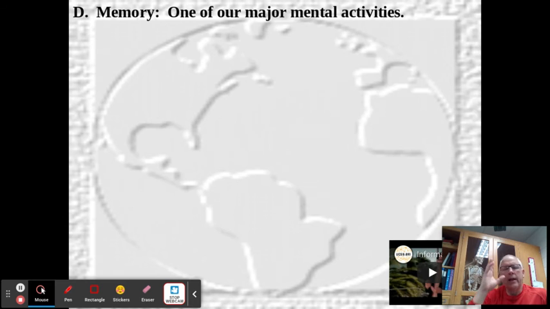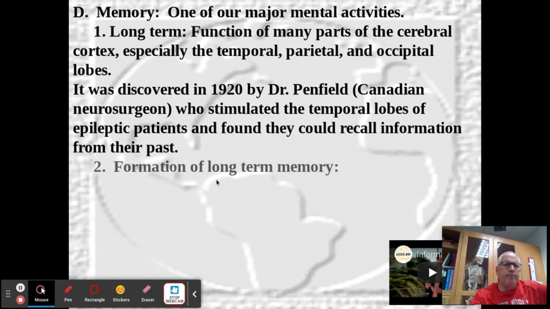Okay, the last thing I want to touch on, one of the last major activities the cerebrum does, is memory. Memory is one of those major mental activities, and it was discovered actually in 1920 by a guy named Dr.